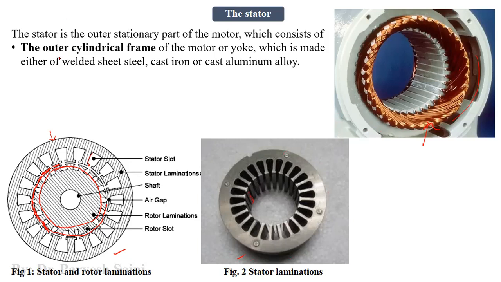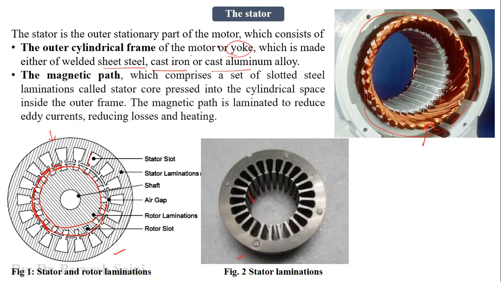The outer cylindrical frame, right? We call it the yoke or stator. It is an enclosure which encloses the rotating part, that is the rotor, and it also provides flux to the rotor so that the rotor can rotate, right? It is made up of cast iron, steel, or cast aluminum alloy. All these materials are used to make the stator, or the static part of the induction motor.